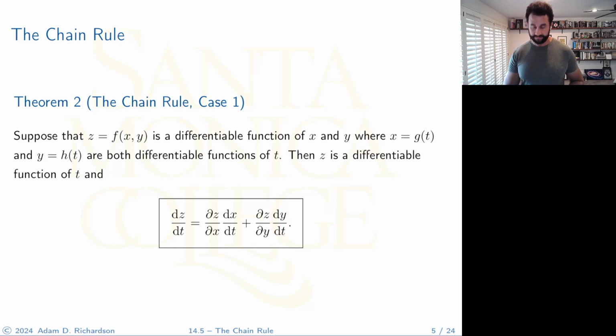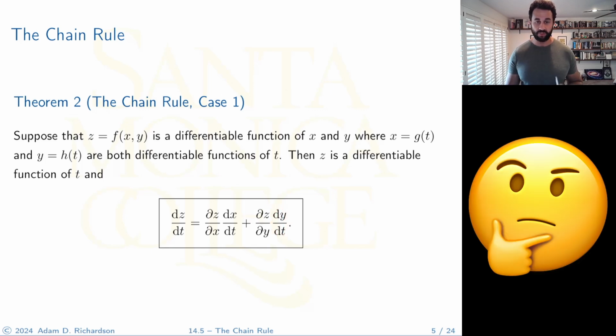So dz/dt is partial z partial x times dx/dt, plus partial z partial y times dy/dt. Okay? Now, this is one that I want you to stare at for a minute, read over it, look at those pieces, and then we'll talk about it in just a moment.